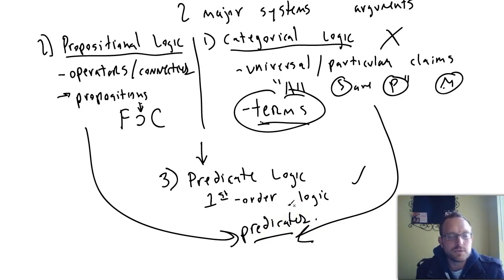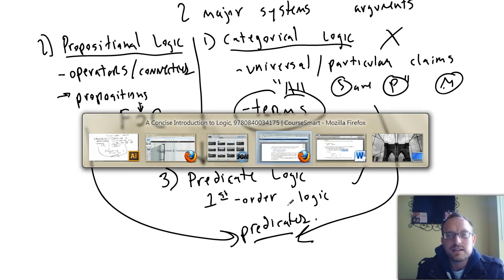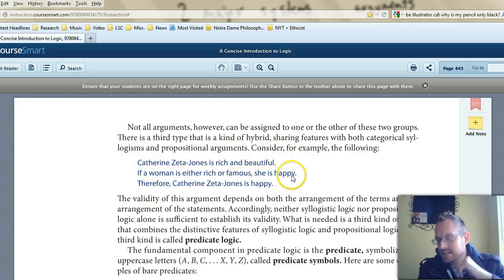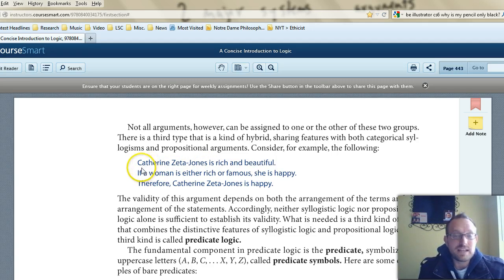Now, before I get into all of this and begin to explain it, let me show you an example of an argument from the textbook that cannot be found valid using propositional or categorical logic. Since the 11th edition, they've updated this. It used to be Julia Roberts, but now it's Catherine Zeta-Jones. Though she's certainly beautiful, and I assume she's rich. Here's the argument: Catherine Zeta-Jones is rich and beautiful. That's the first premise. The second premise is, if a woman is either rich or famous, she is happy. Therefore, Catherine Zeta-Jones is happy.